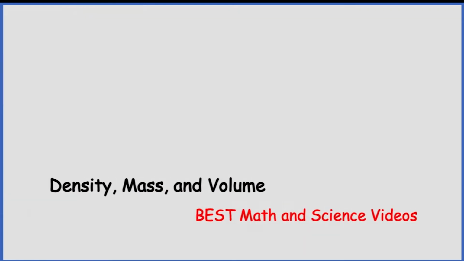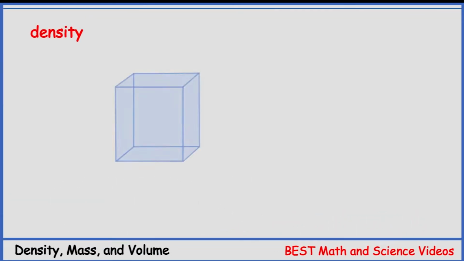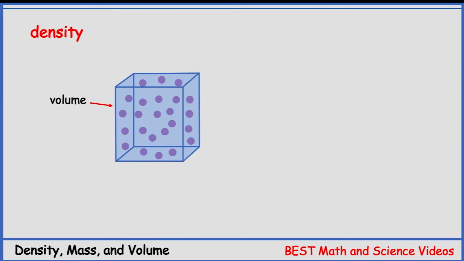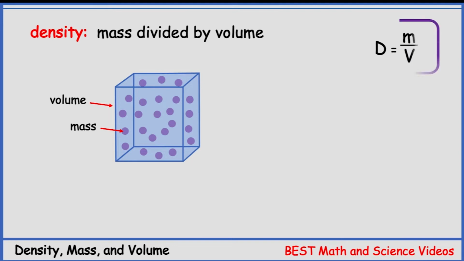To understand density, suppose you have an object that is made up of particles. They may be atoms or molecules. To simplify things, suppose they are all the same type of particle. The size of the object is its volume, and each of the particles has a mass, so we could measure the total mass of the object. The density of the object is its total mass divided by its volume. We can write this as an equation. The density d equals the mass m divided by the volume v.